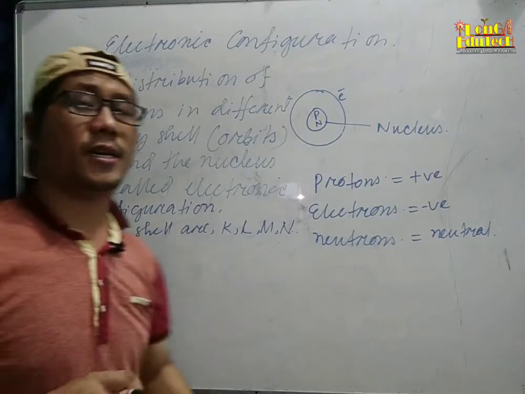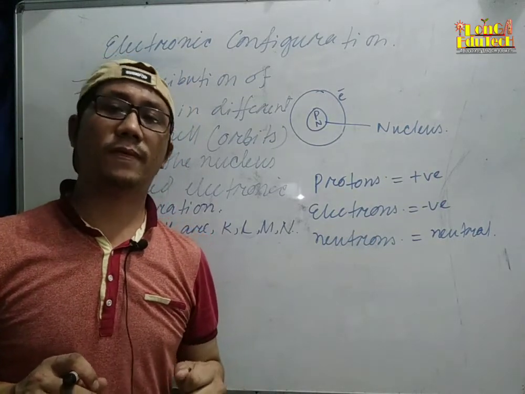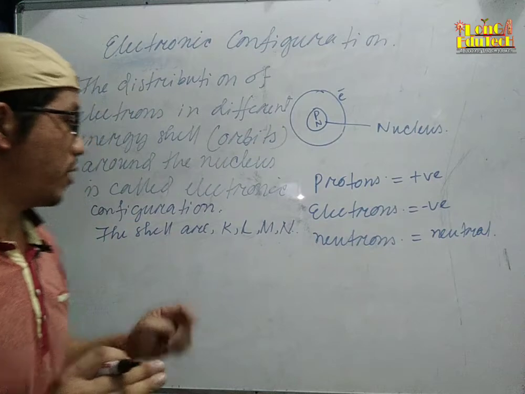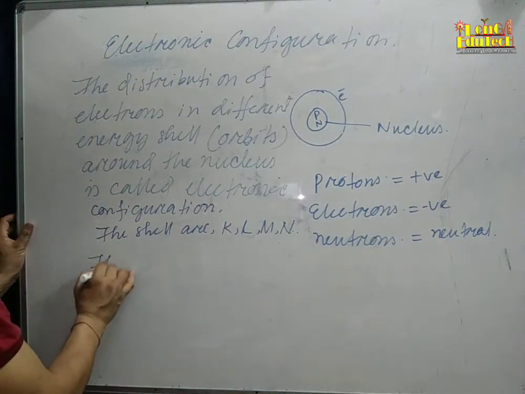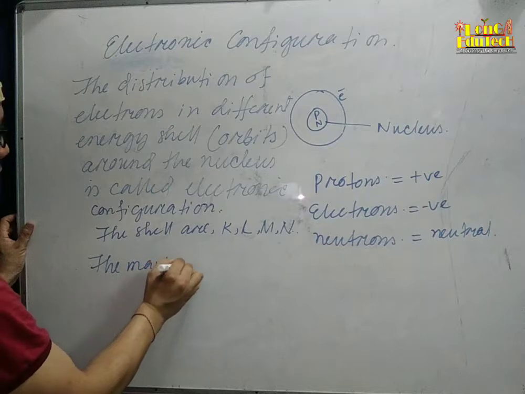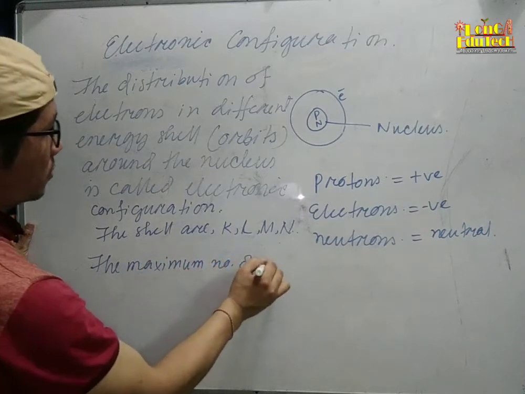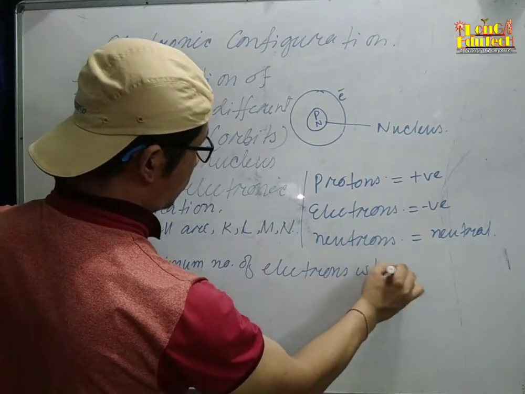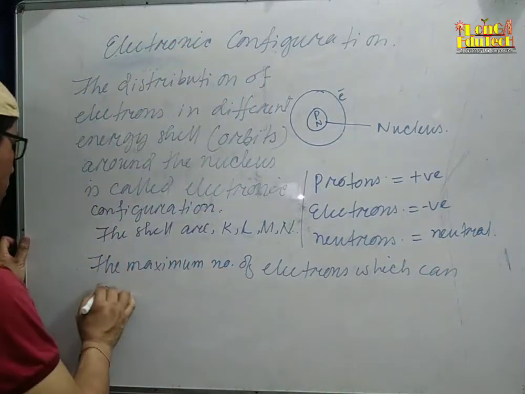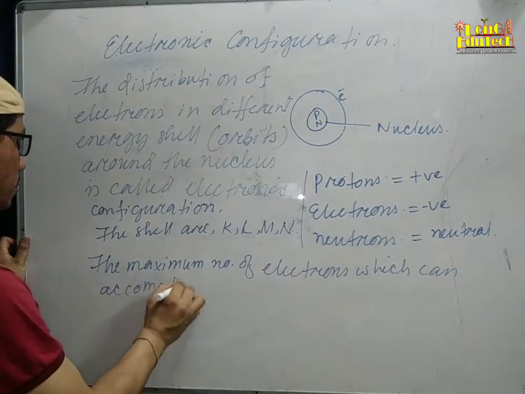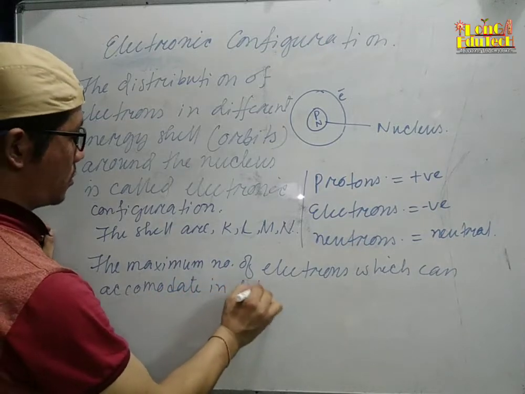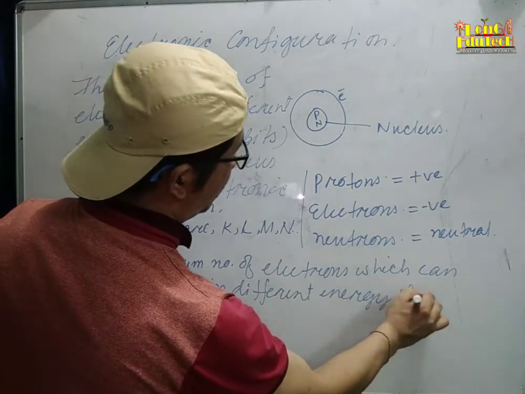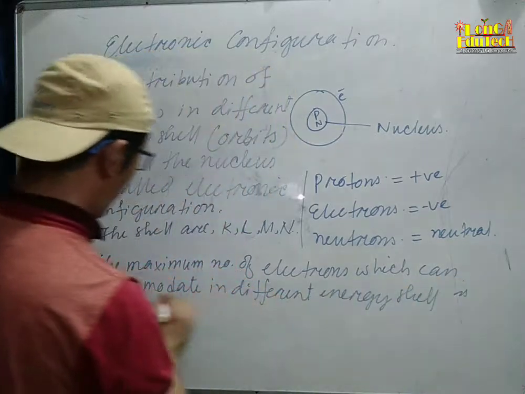Because the electronic configuration in higher classes, that means for students of class 11 and 12, is different. Here, the maximum number of electrons which can be accommodated in different energy cells, that is orbits, is given by a formula.